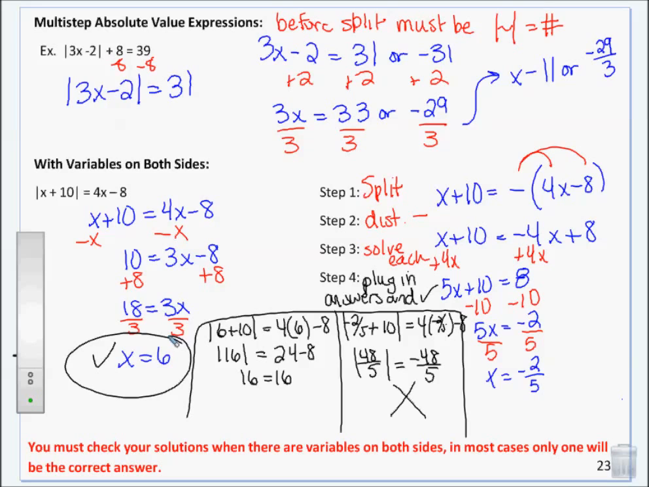So anytime you have a problem with the x's both in and outside of the absolute value, you're going to have to do this last part. On these, you don't have to. But on the ones like this, you're going to have to check because you're only going to have one answer that's true. And I wish I could say something like, it's always the whole number. But that's not the case.